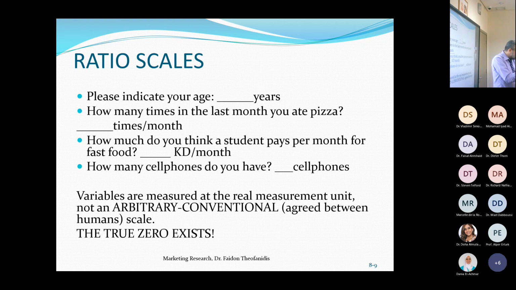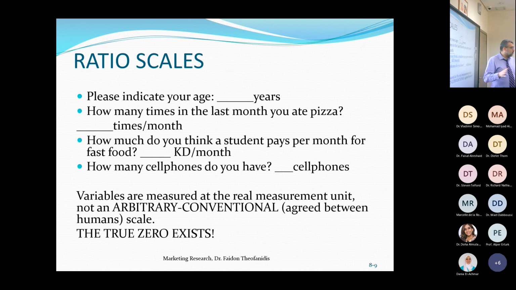The unit of measurement is there, while in the previous scale, it's just points. And I'm giving as many points as I want. So in this scale, the true zero exists. Zero means zero. How many cell phones do you have? Zero. Zero means zero. And we do use the actual value of the number to come to a certain conclusion.